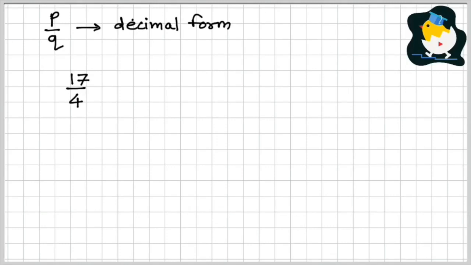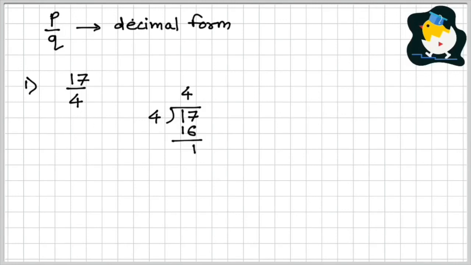Okay, so I want to write this in the decimal form. Our question is: convert 17 by 4 into decimal form. What we will do is take 17 here and divide it by 4. We know 4 fours are 16, right? We take a number which is just smaller than 17, and the remainder is 1.